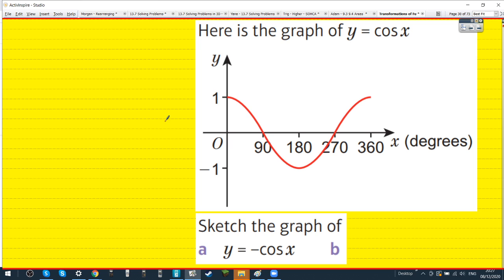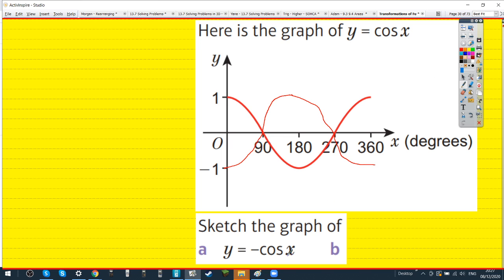So that's a reflection in the y-axis. Nope. That would be if it was in the bracket next to the x. So would it go from minus 1 through 90 down through 270? Yeah. That's a reflection in the x-axis. Yeah. Let's say.